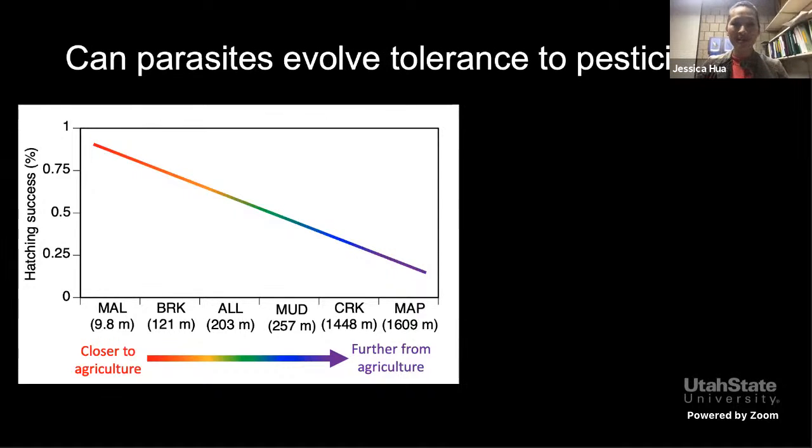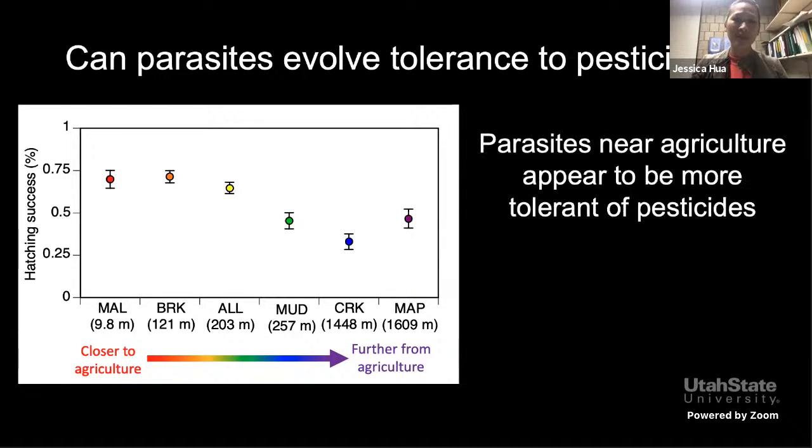I'll note that this is preliminary data. This is something that we were able to collect right before COVID hit. So we did find a relationship here. It seems that parasites near agriculture do appear to be more tolerant to the pesticide.